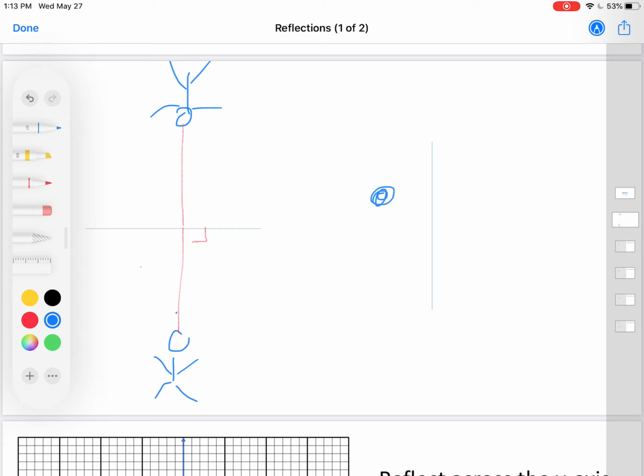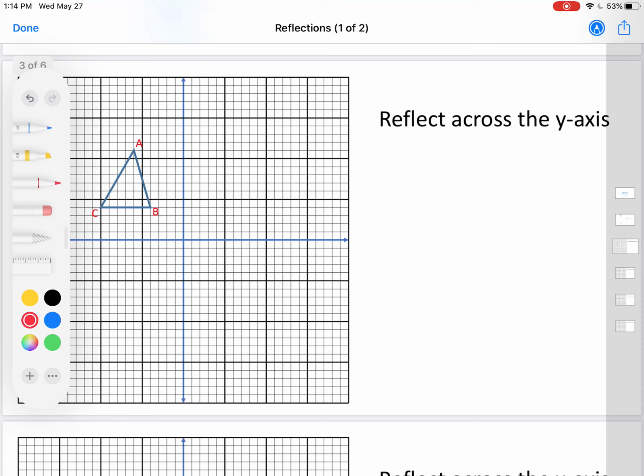If I have a point here, its image will not be over here. It will be directly across, and the distances will be the same. Okay, so that's how these work. Let's see how it works in a coordinate plane.